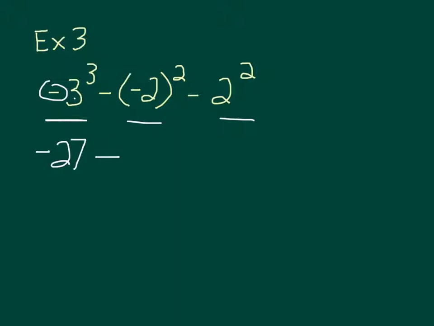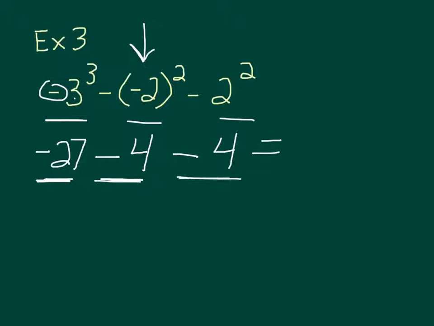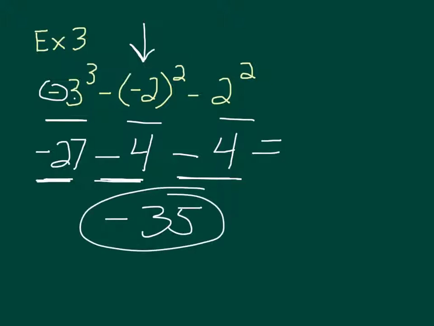Minus, now whatever's in the parentheses I'm going to square. So I'm going to take a negative 2 times a negative 2, that's a positive 4. So minus 4. Minus, what's 2 squared? 4. All right, now let's calculate what our final answer is. So negative 27, take away 4 more is a negative 31. Take away 4 more is a negative 35. So our final answer, our final value, is a negative 35.